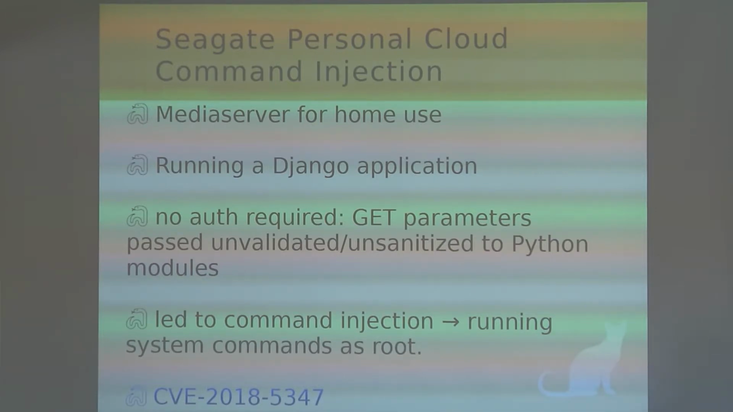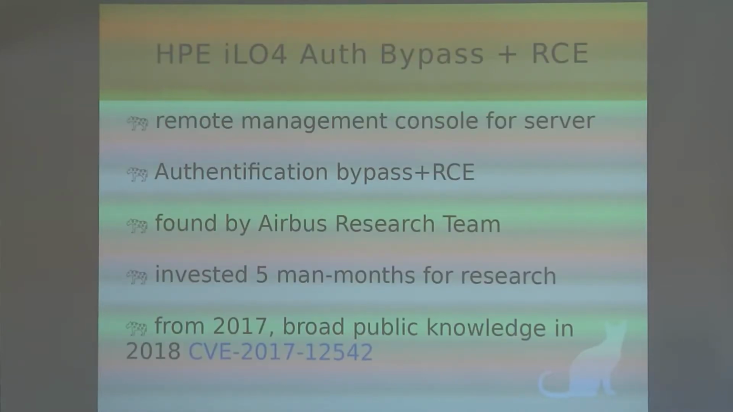So the next one is one of my favorites. HPE iLO4 auth bypass plus RCE. iLO4 is a remote management console for HP servers, and it was an authentication bypass plus you could also do remote code execution. It was found by the Airbus research team. They invested quite some time. They told in their presentation they invested about 5 man-months of research for the exploit and for the bug.